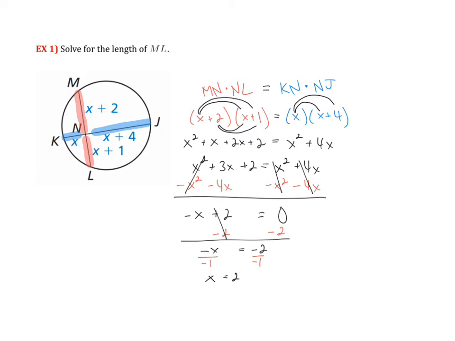Now, we need to go back to the problem one more time, because it's asking us to solve for the length of ML, and I'm technically not done because I just solved for x. So in order to solve for ML, I need to add together its segments, which are MN and NL. So ML is going to be equal to x plus 2 plus x plus 1.